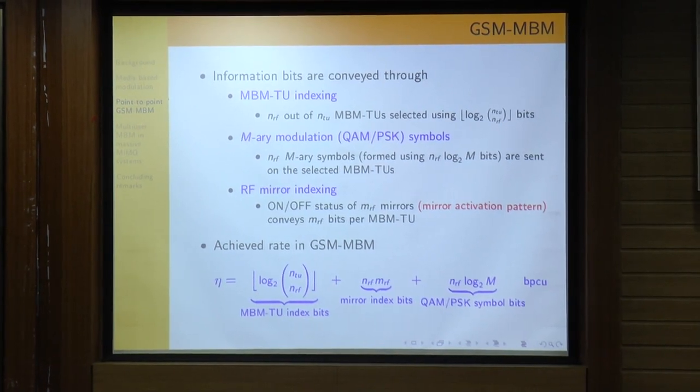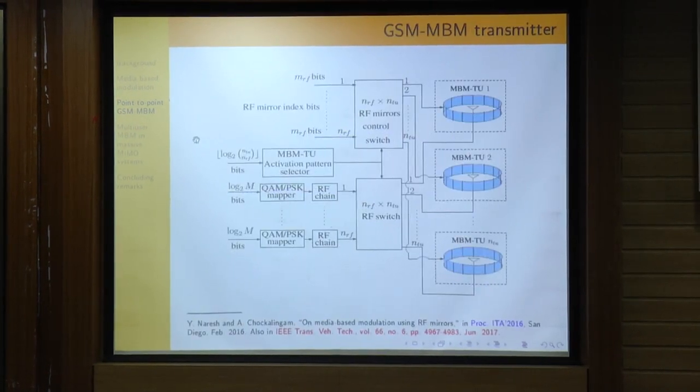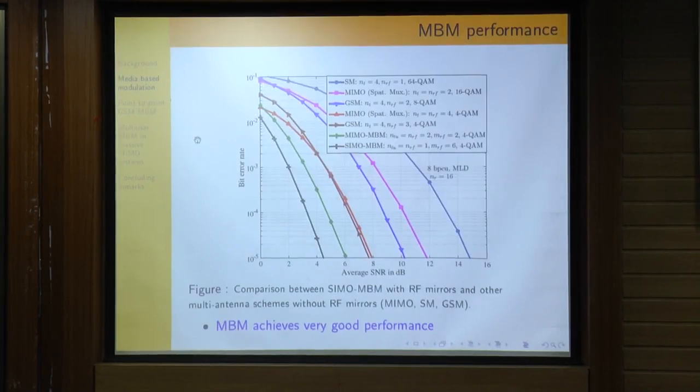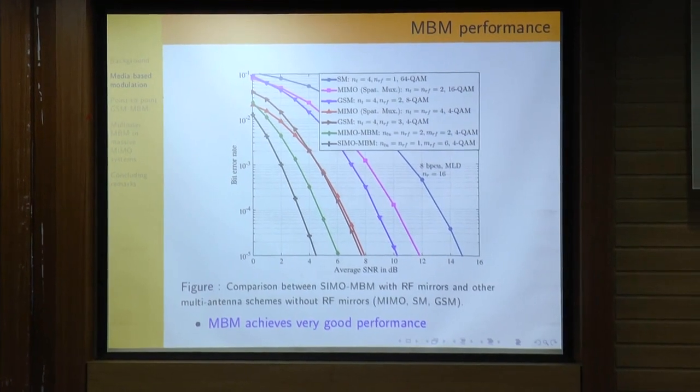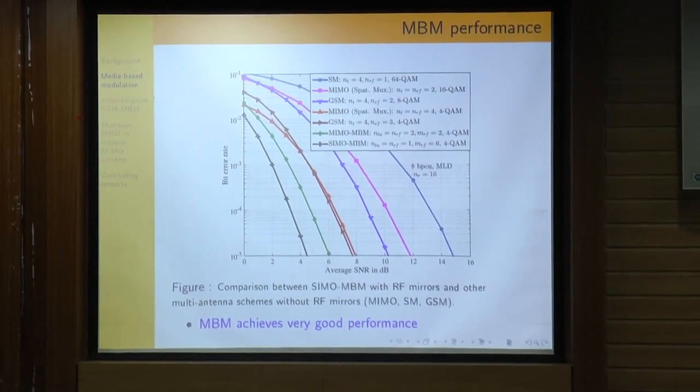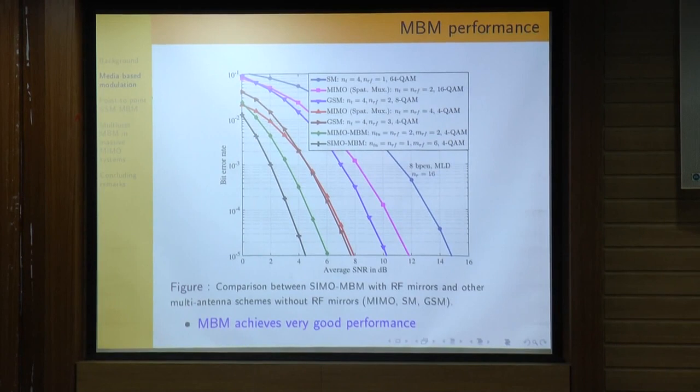So let's see how it behaves. Okay, the system is understood, so let me not go into the system thing. So this, I think, is a signal to noise ratio versus bit error rate performance, which we always look at as the performance measure. Okay, I'll pick 3 points.